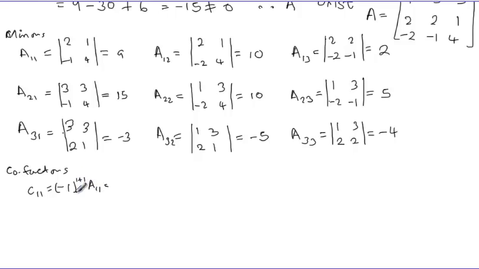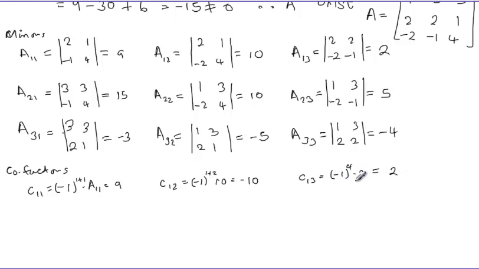So what's going to happen here? You are going to have 9. Now C12. We're going to have minus 1 to the power 1 plus 2, multiplied by that, which is 10. Then this is going to give us minus 10, because there are 3 matrices aside. Then C13, minus 1 to the power 4 multiplied by 2. And this gives us 2.